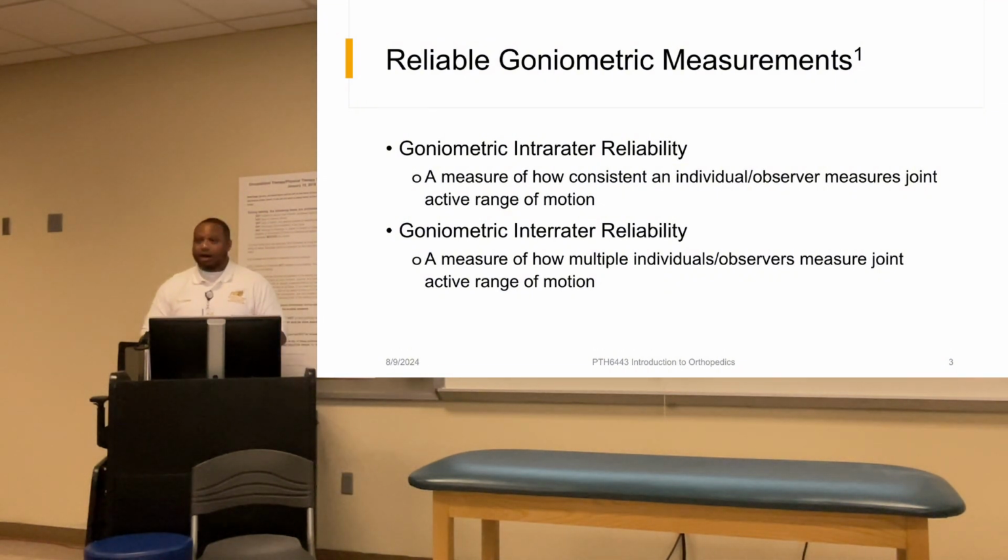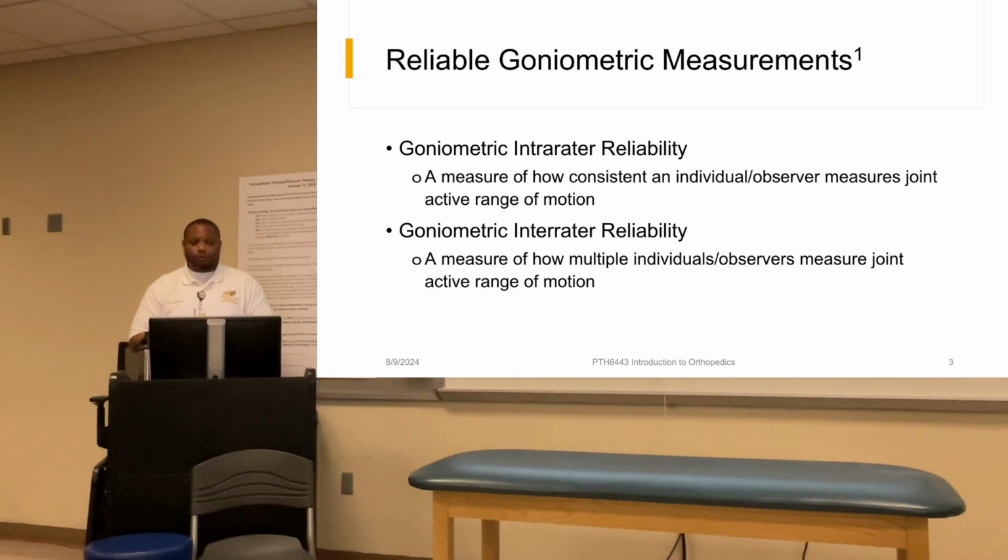When we talk about goniometric intra-rater reliability, what we're actually talking about is a measure of how consistent an individual or observer measures joint active range of motion. So intra-rater reliability consists of you, as the therapist, being consistent with the measurements that you take of a joint active range of motion amongst each individual patient.